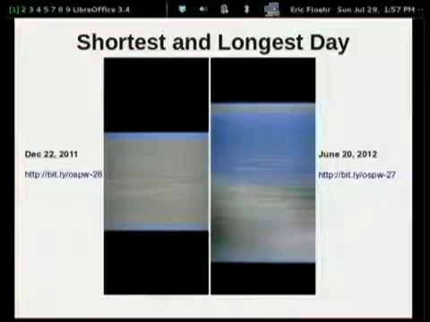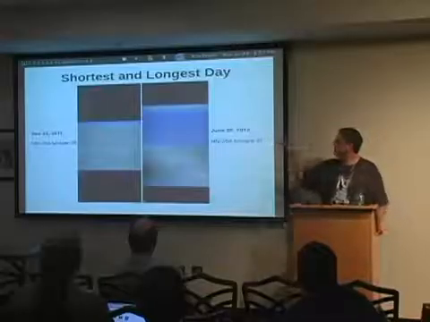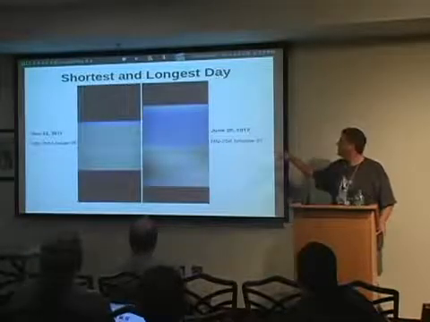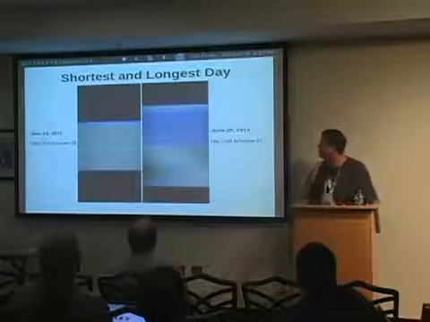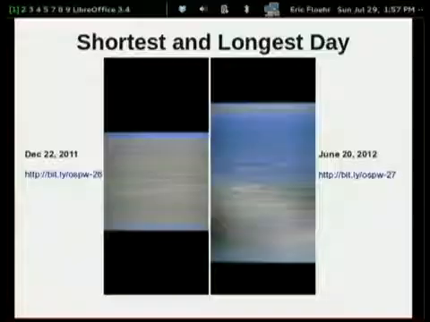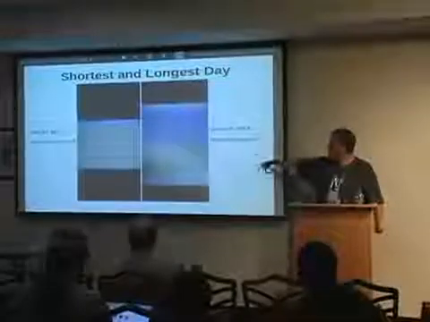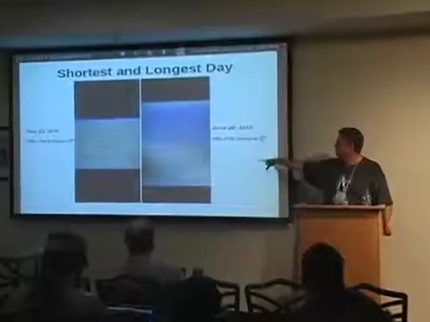Here's a really cool example. On the left is the shortest day of the year. On the right is the longest day of the year. You can see how much more daylight there is in the summertime than there is in the winter. You can see that the December day was gray almost all day. The grayness in the afternoon is partly for a couple reasons.